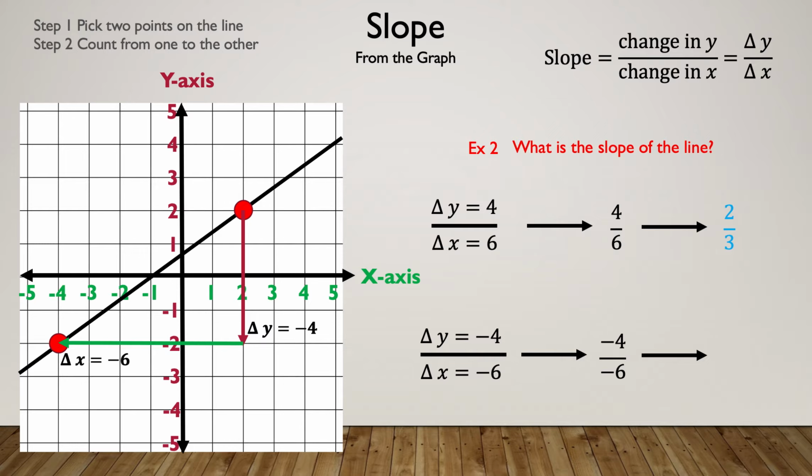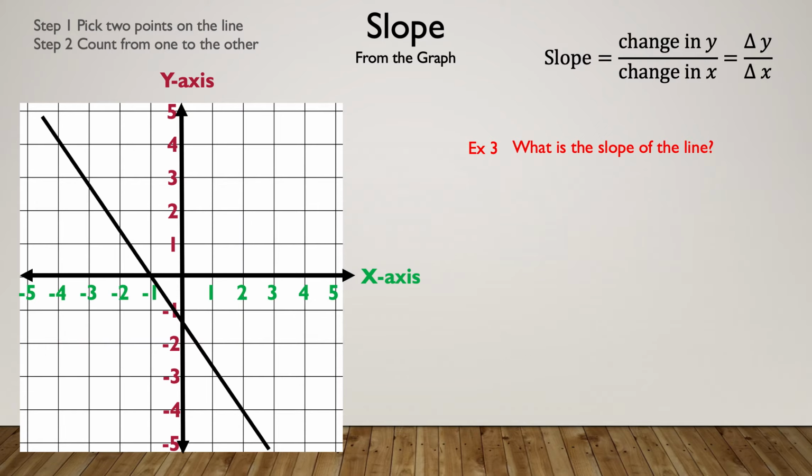Once again, since we are dividing by two negative numbers, we can just cancel and reduce at the same time, and we get 2/3 as our answer. Now let's take a look at example 3. What is the slope of the line? So this time our line is a little bit different, and so let's go ahead and get started.